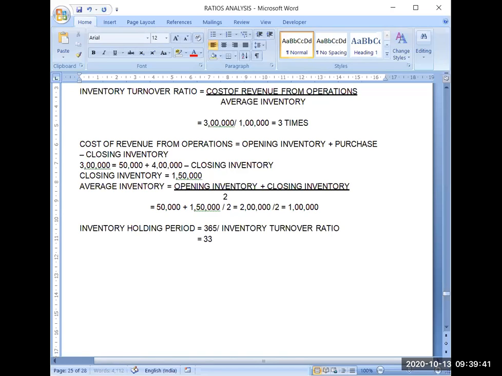Is equal to 365 divided by inventory turnover ratio, which is 3. So 3 ones are 3, 3 2s are 6, then 3 ones are 3, then 2 will be the remainder, 0.6 days, 1 point days. I can write it this way, or 122 days. So in days it will be like this, or if I want to calculate in months, it is 12 divided by 3, which is equal to 4 months. So that means that I hold my inventory before it gets converted into revenue from operations for 4 months.